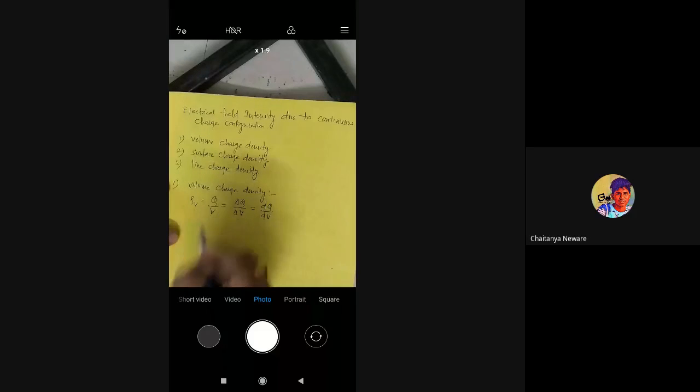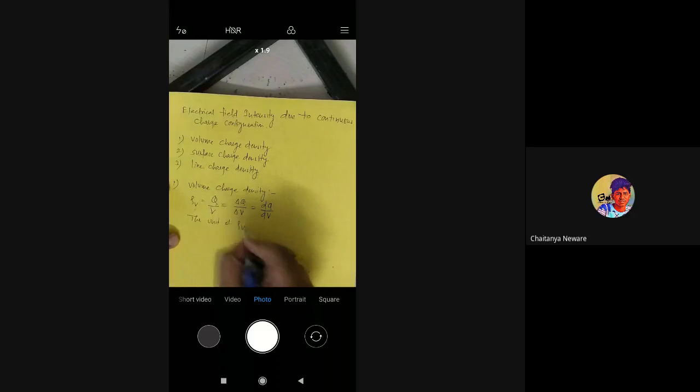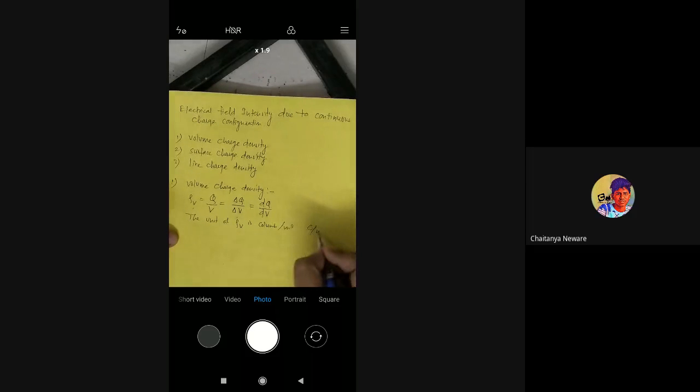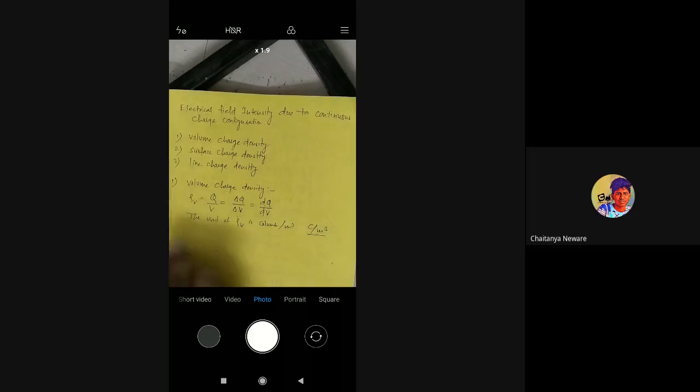We can find it with the help of these three formulas. Okay, and the unit of rho v is coulomb per cubic meter, coulomb per meter cube. This is the unit of volume charge density.